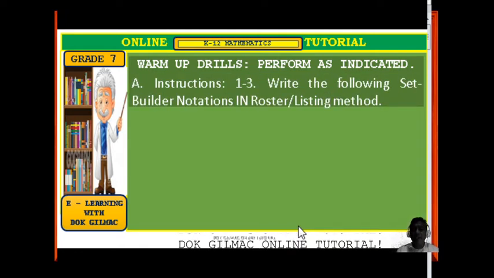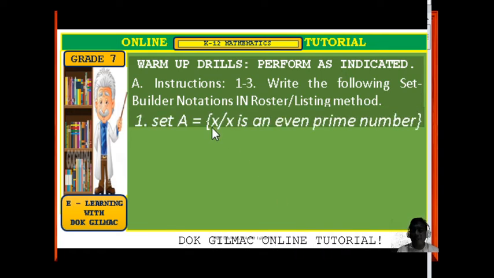Letter A. Write the following set builder notation in roster or listing method. Number 1. Set A is equal to the set of X such that X is an even prime number. Now, let's recall first what is a prime number. When we talk about prime number, this is simply a number having a factor of 1 and itself. So take note of that.